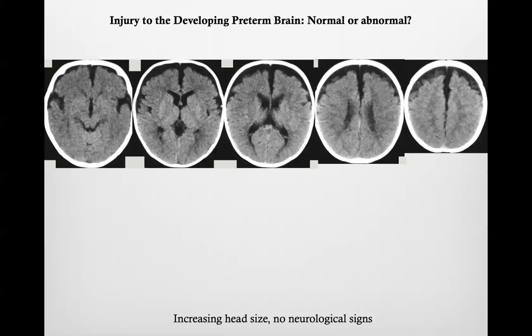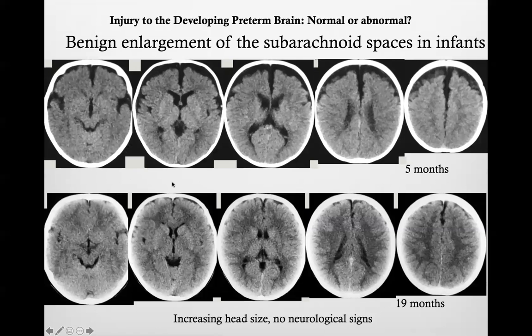Another interesting thing is this is a CT, it's not an MR, but look, this is a brain with an enlargement of the pericerebral spaces. This is 5 months old, 19 months old, the brain caught up. So this is not pathological. This is called benign enlargement of the subarachnoid spaces in infants.